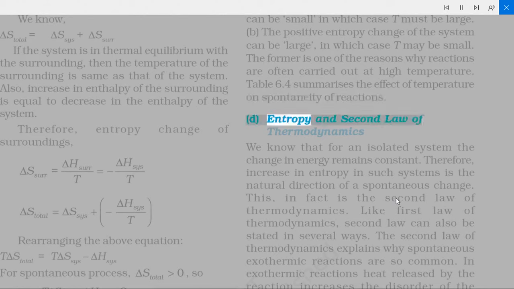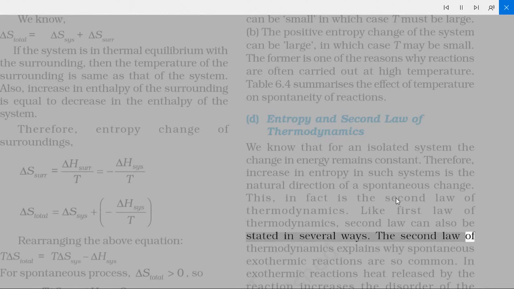D. Entropy and second law of thermodynamics. We know that for an isolated system the change in energy remains constant. Therefore, increase in entropy in such systems is the natural direction of a spontaneous change. This, in fact, is the second law of thermodynamics. Like first law of thermodynamics, second law can also be stated in several ways.